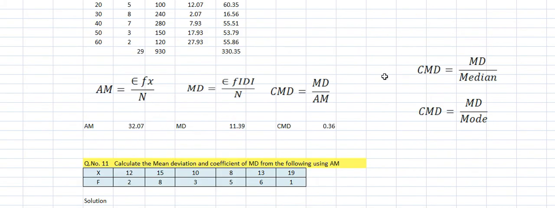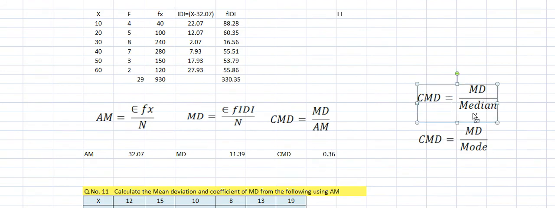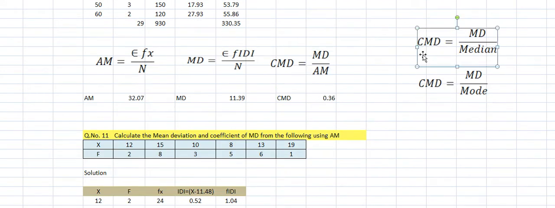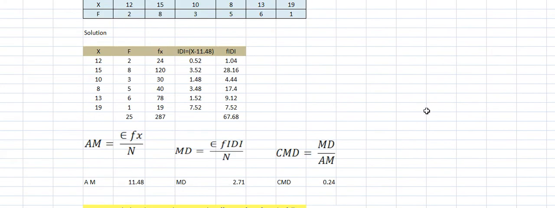Now you need to use this formula, because this formula and this formula differ in one way. Coefficient of mean deviation is equal to mean deviation by arithmetic mean, because mean is the base. Now coefficient of mean deviation by median, why? Because it is median based. So use this formula now.